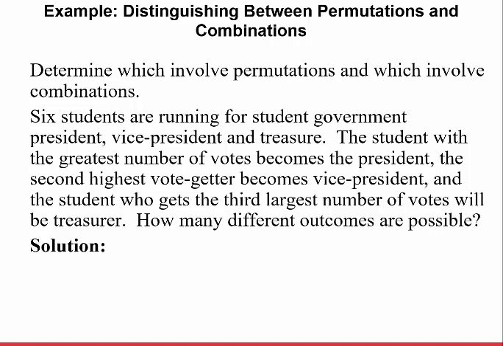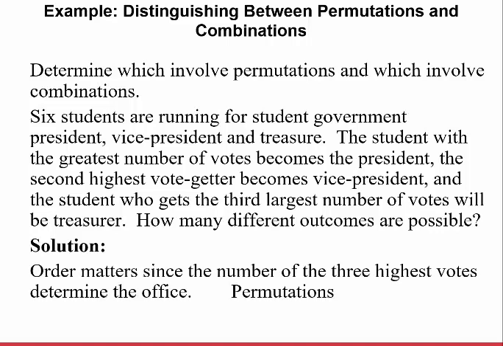So 6 students are running for student government: president, vice president, and treasurer. Okay, so we have 6 students and we want to select 3 of them. The student with the greatest number of votes becomes the president. The second highest vote getter becomes vice president, and the student who gets the third largest number of votes will be the treasurer. How many different outcomes are possible? Well, here the order matters since the 3 highest vote totals determine the office. So this is a permutations problem. It would be 6 pick 3, or 6 permutations of 3.